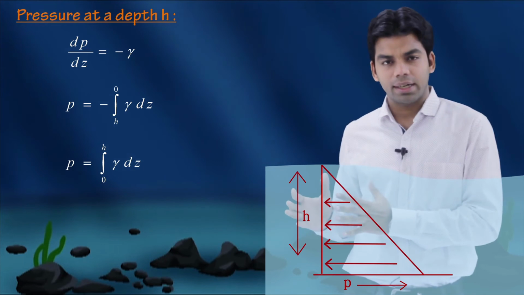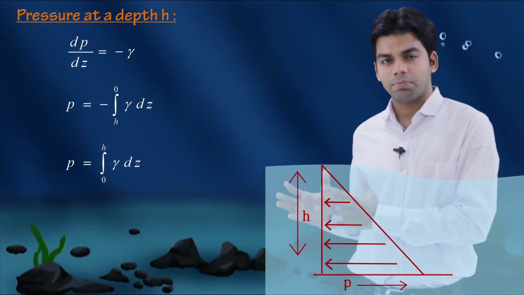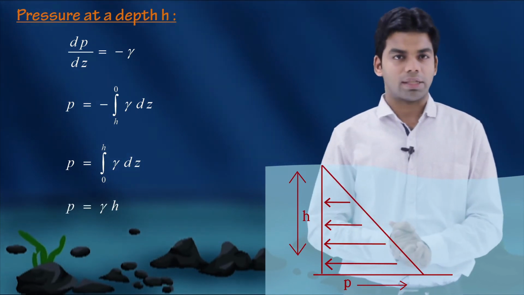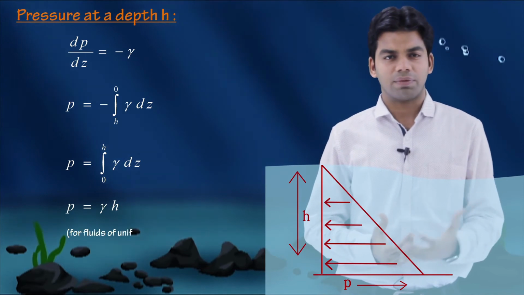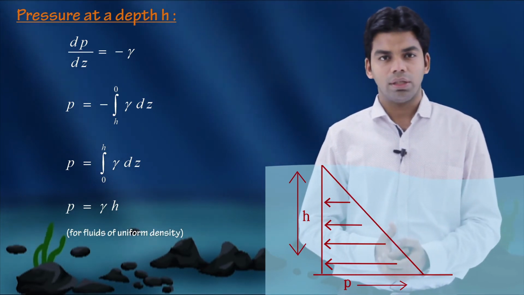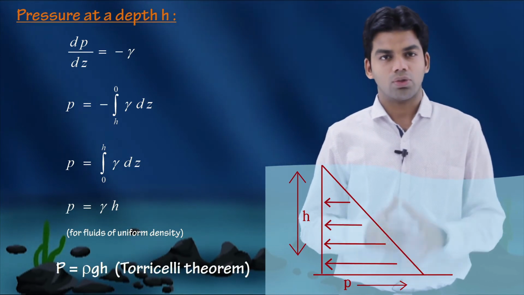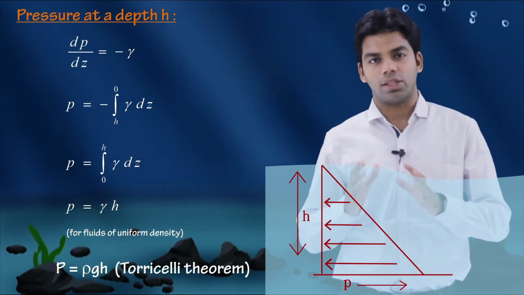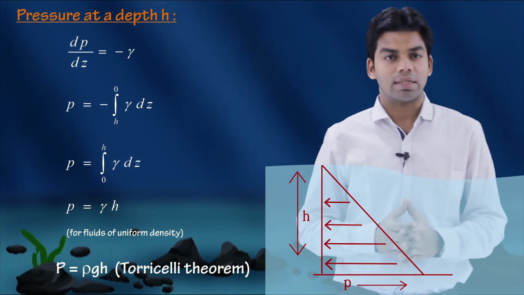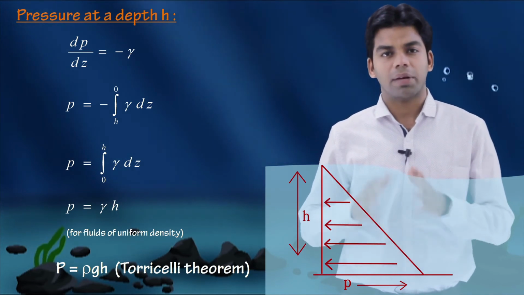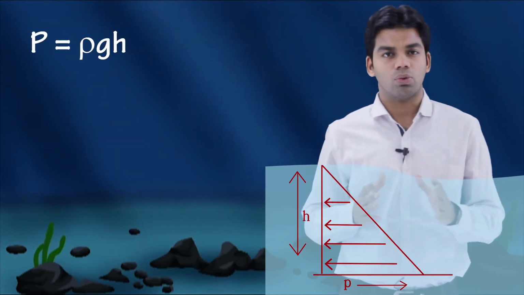Okay, now if we integrate it, we will get what? This P will be equal to gamma into h. This gamma is nothing but the specific weight, which is rho into g, so P is equal to rho g h. This is the pressure at a height h, and this theorem is called the Torricelli theorem. Total pressure at a height h is equal to rho g h.